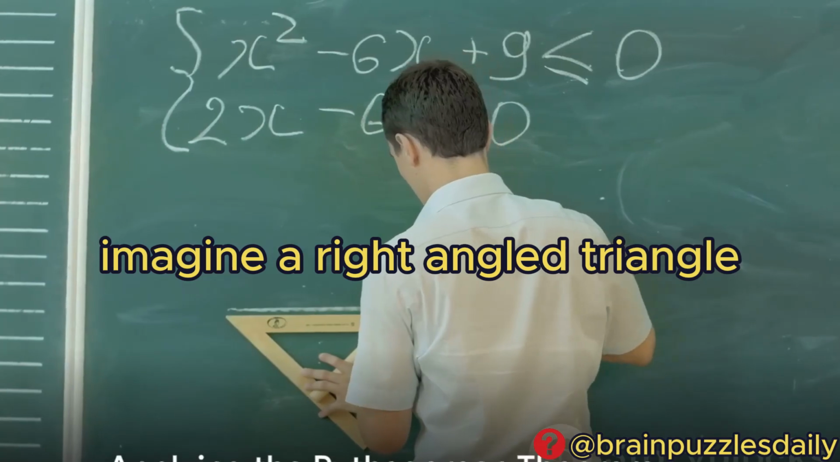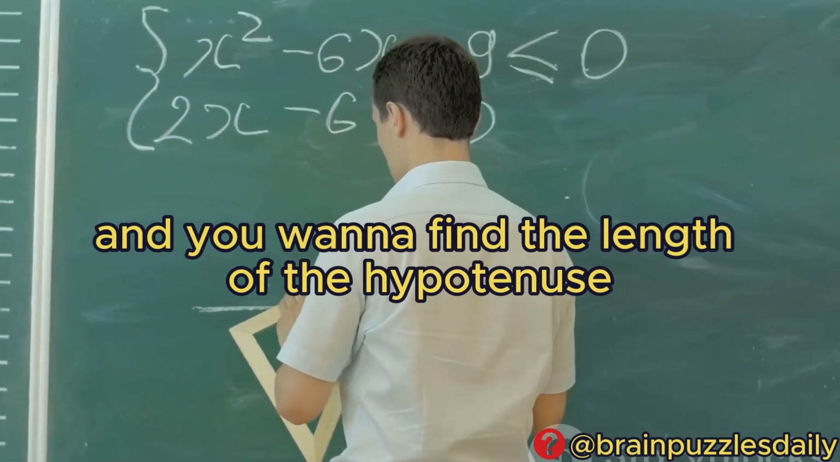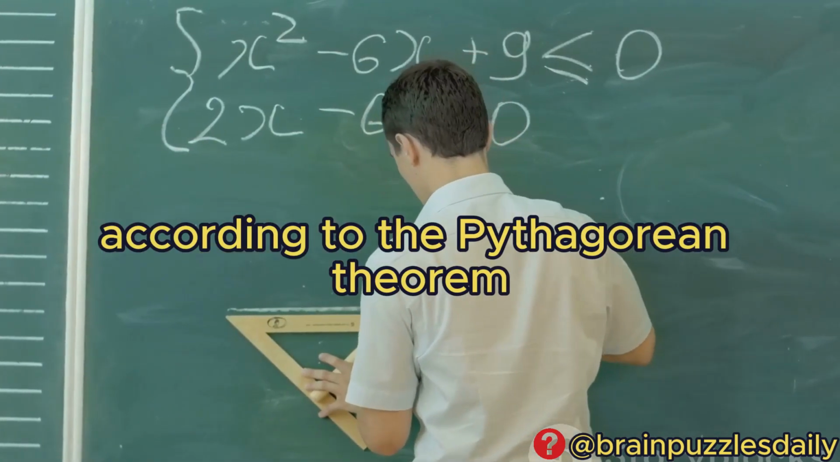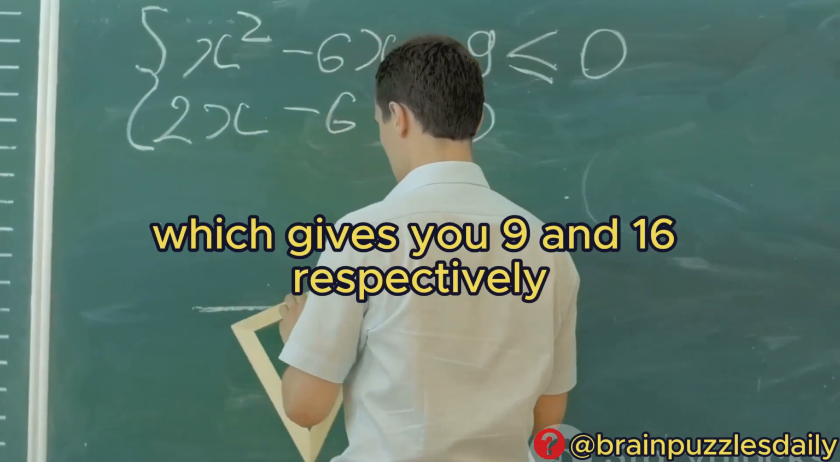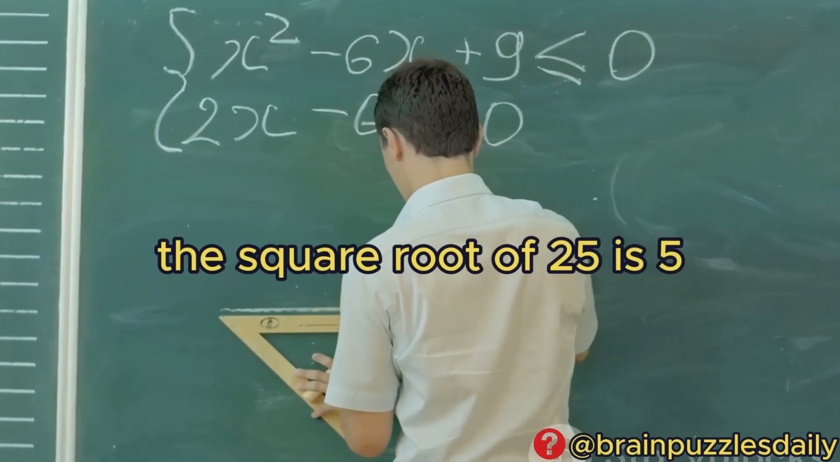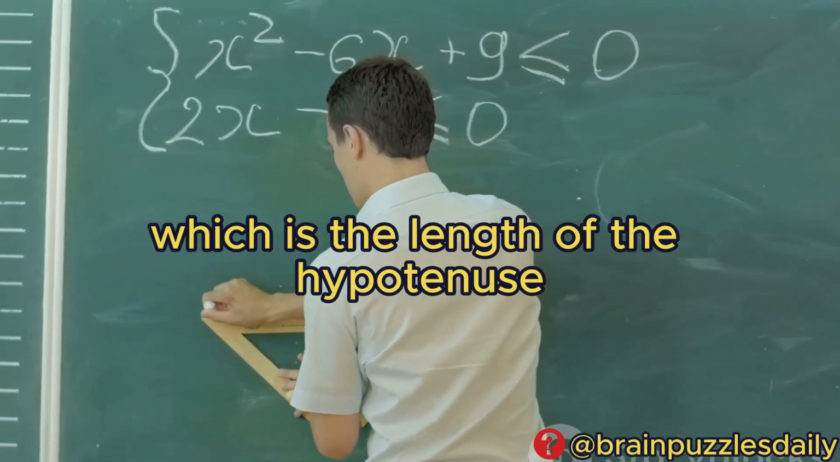Imagine a right-angled triangle where one leg measures 3 units, the other 4 units, and you want to find the length of the hypotenuse. According to the Pythagorean theorem, you square the lengths of the two legs, which gives you 9 and 16, respectively. Add them together to get 25. The square root of 25 is 5, which is the length of the hypotenuse.